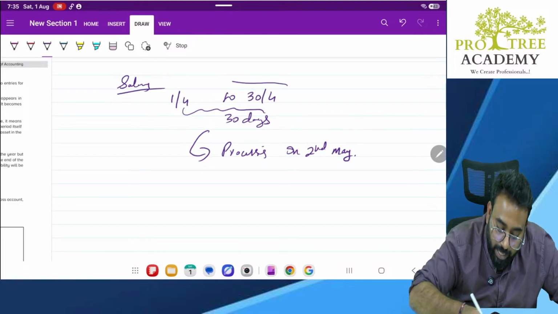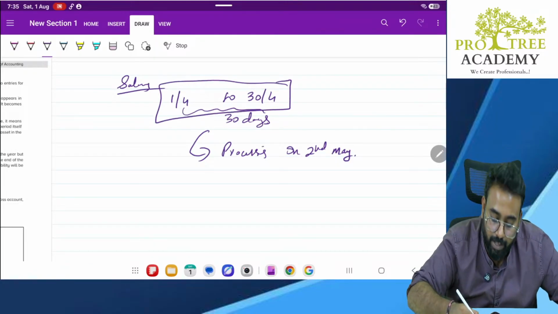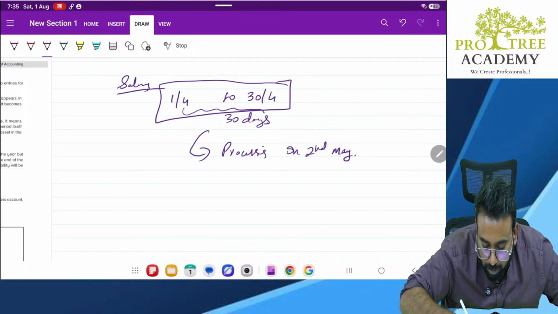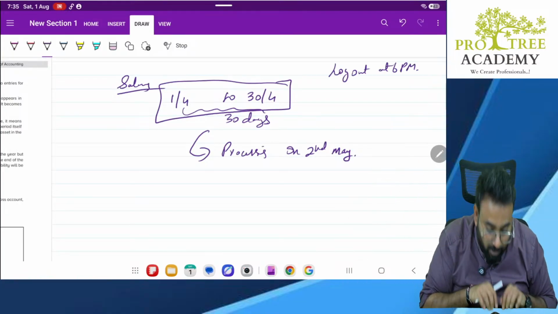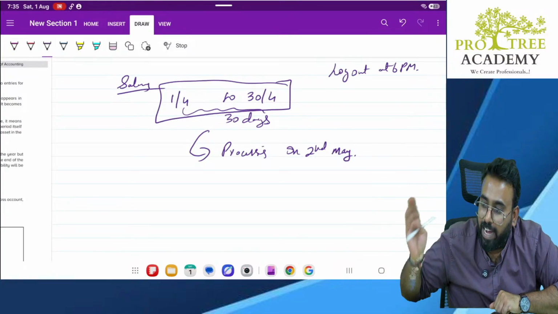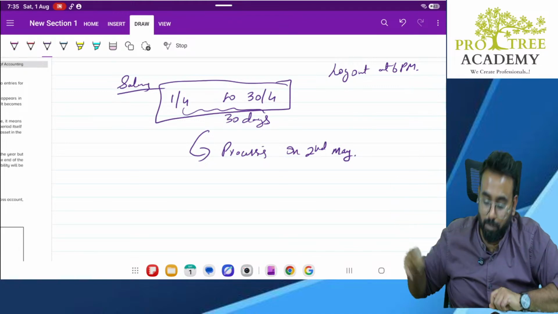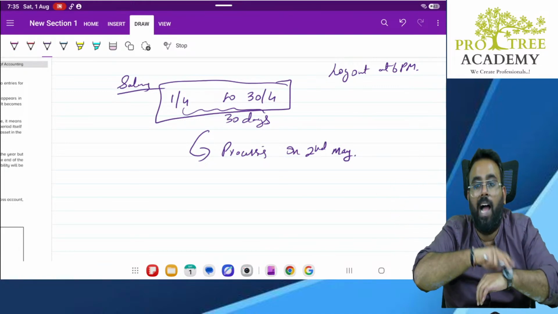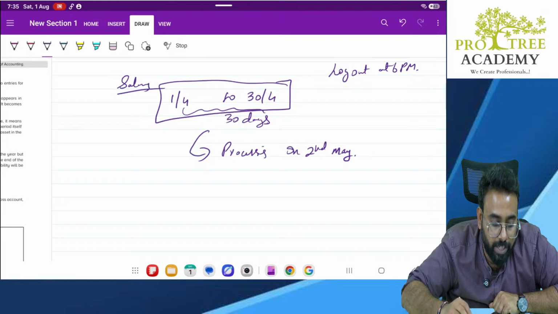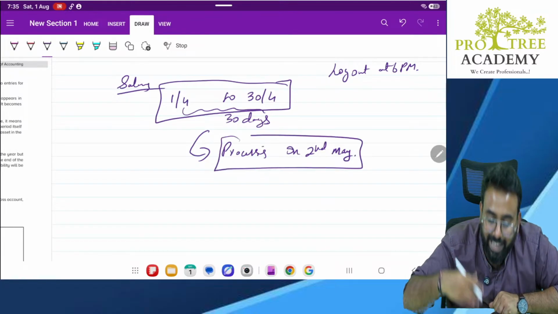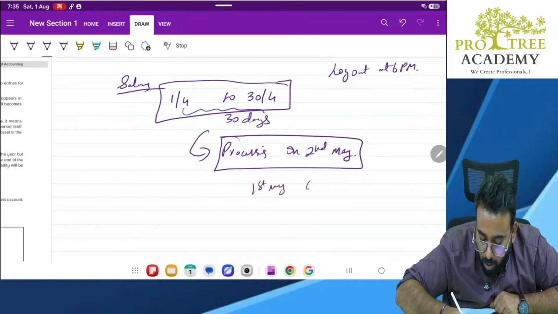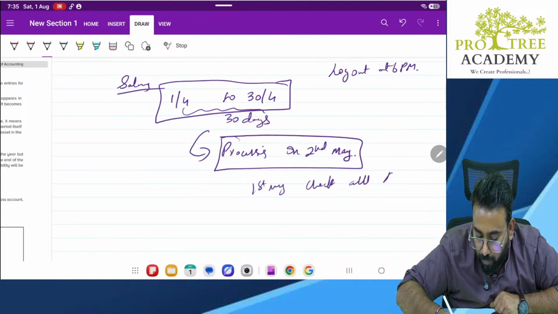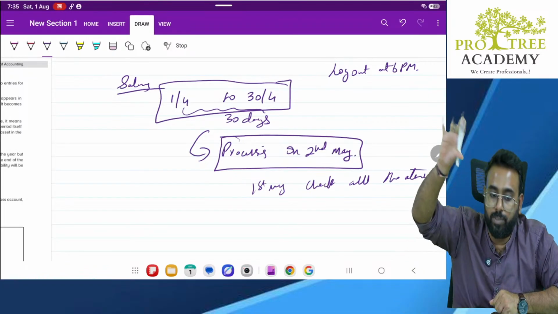Because I need to calculate after 30th April, you log out, suppose you log out at 6 o'clock. So my HR has to wait till you log out to calculate your salary. HR team cannot sit and work after you leave home at 6 o'clock. Correct or no? So that is why they process the salary in the next 2 days. On 1st May they come, they check all the attendance and then process the salary.